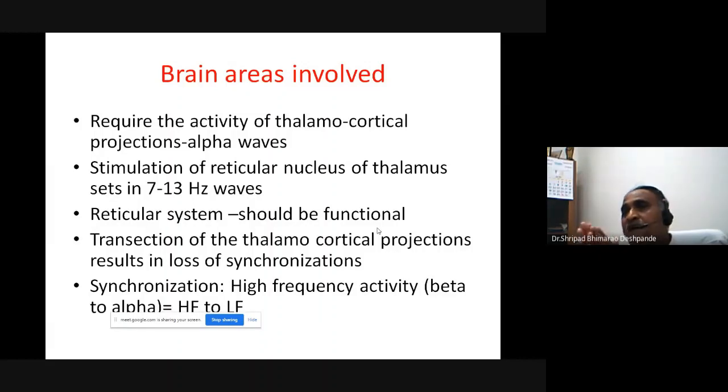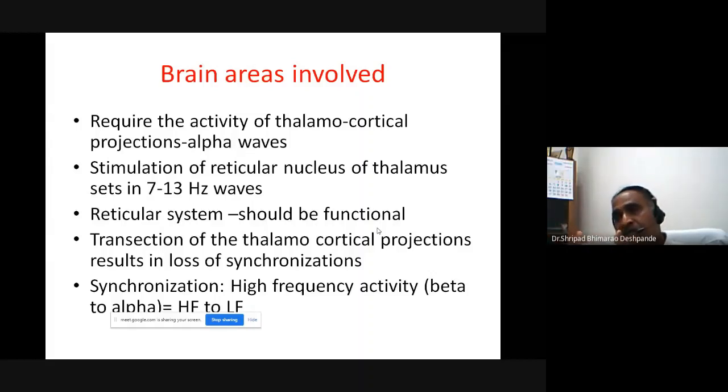In the thalamus, which part of the thalamus is involved? Though we were trying to tell about the functions of various areas of the thalamus, there are specific areas, association areas, and non-specific areas. It is the non-specific area, especially the reticular nucleus of the thalamus and the interlaminar nucleus of the thalamus, where this interlaminar nucleus projects onto the entire cortical surface. So this thalamocortical projection is very important, as it creates the alpha waves.